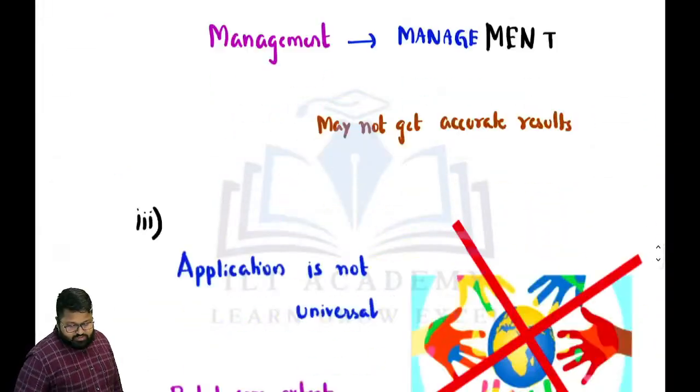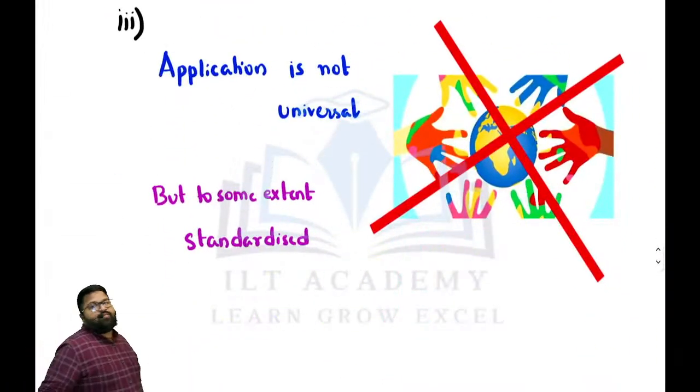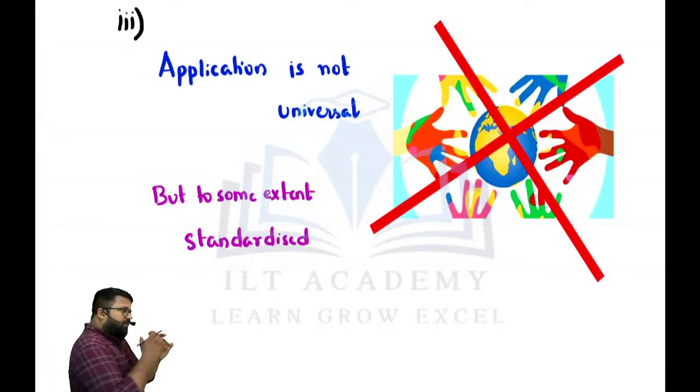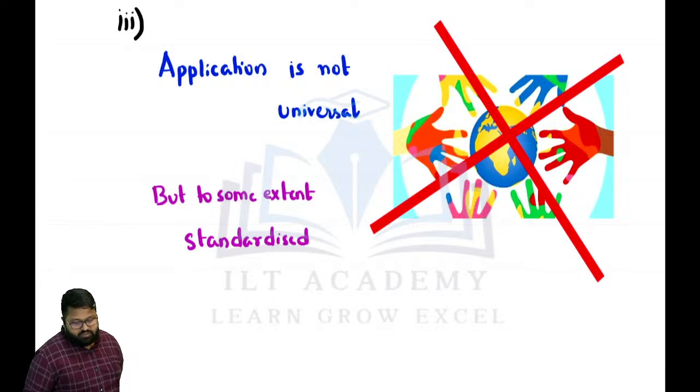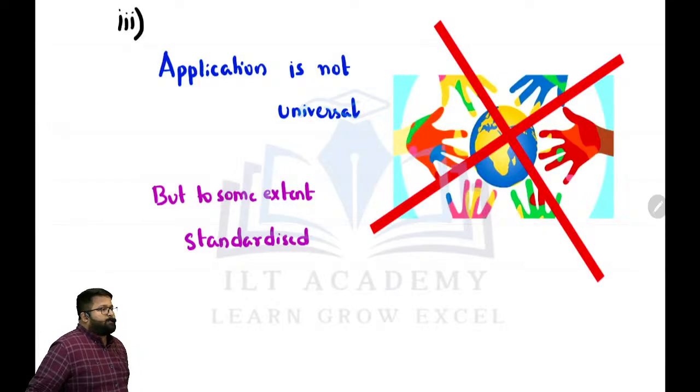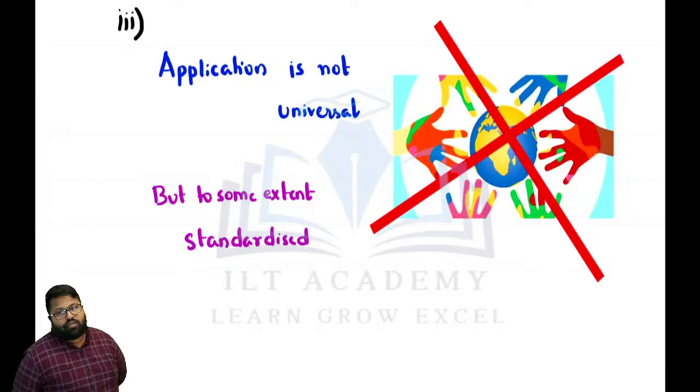Okay, and next, what is the third one, ma? Application is not universal. Basically, for a science, it should be universally accepted. To some extent there is no universal acceptance, but for balance, it is universally accepted now. So for that reason, we can conclude that it is a science. So right, ma? Application is not universal.